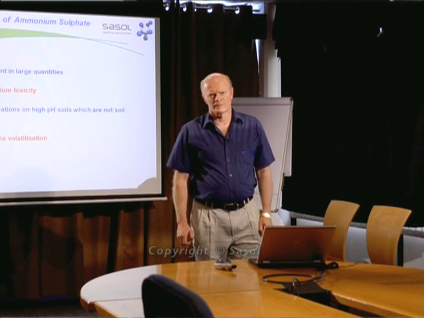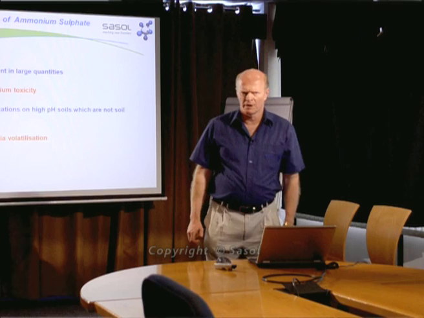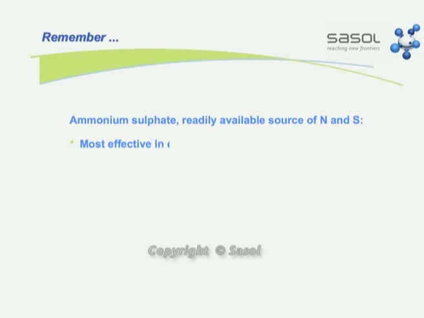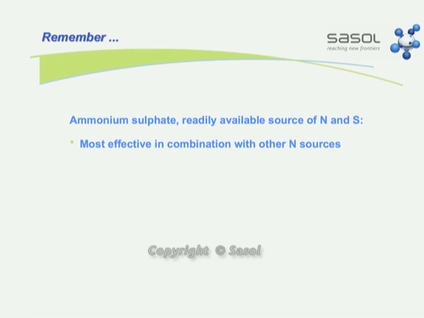In summary then, what are the most important aspects of ammonium sulphate that we should remember? Firstly, ammonium sulphate should be used in combination with other N sources rather than on its own. In combination with other N sources, it will definitely decrease potential leaching losses as well as volatilization losses. It's also a very important source of sulfur, and it should, in many instances, increase the efficacy of nitrogen.